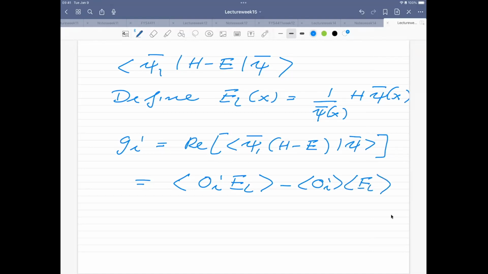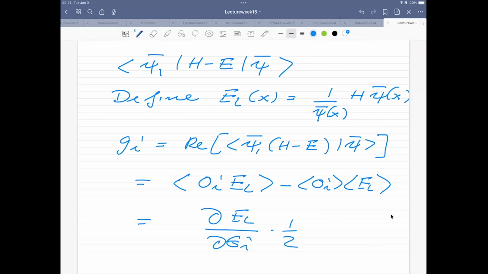So this G of I is actually given by the derivative d of EL as a function of d of theta of I, multiplied with a factor of a half. You can actually show that. So G of I is the covariance between the logarithmic derivative and the local energy. And this local energy is actually the expectation value which we get from the VQE calculation. You can actually show that.